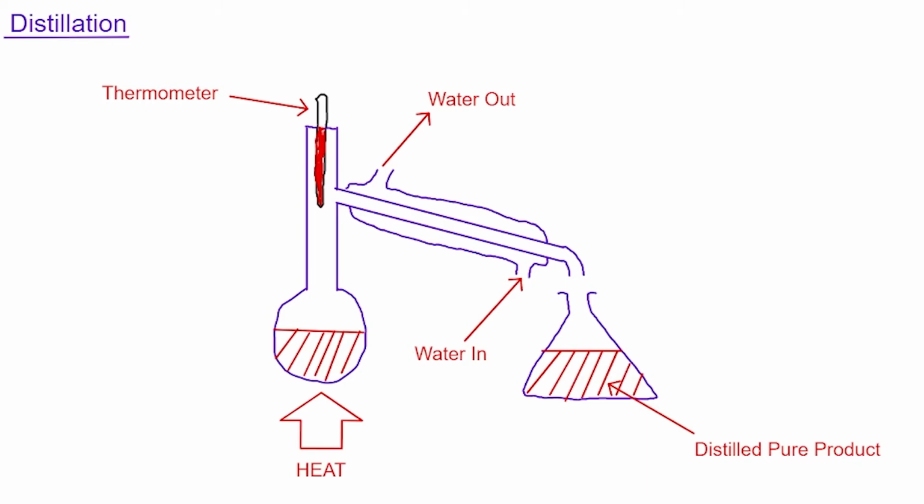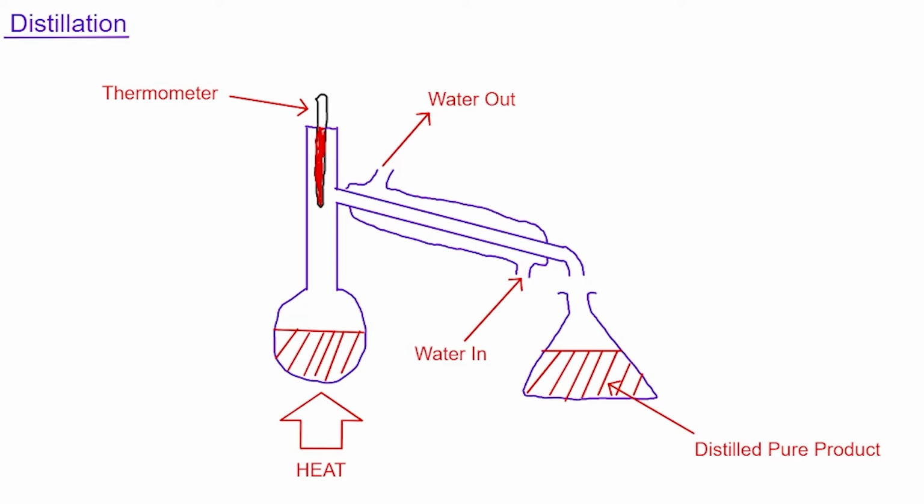So as you can see, we have a condenser coming out of the side and a thermometer in the top of the round bottom flask. What happens is you heat the mixture in the flask and the substances will slowly evaporate in an order of increasing boiling point. These gaseous products will then condense in the condenser and then be separated out.